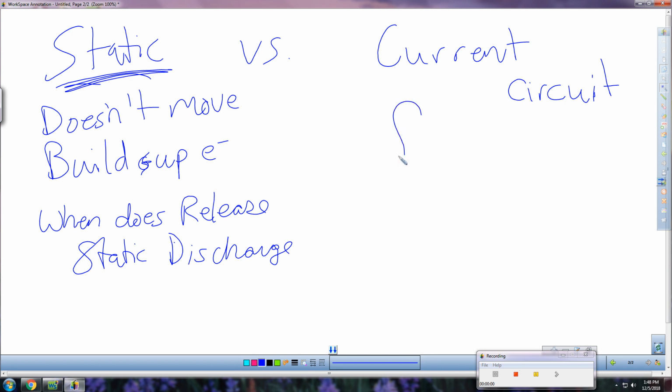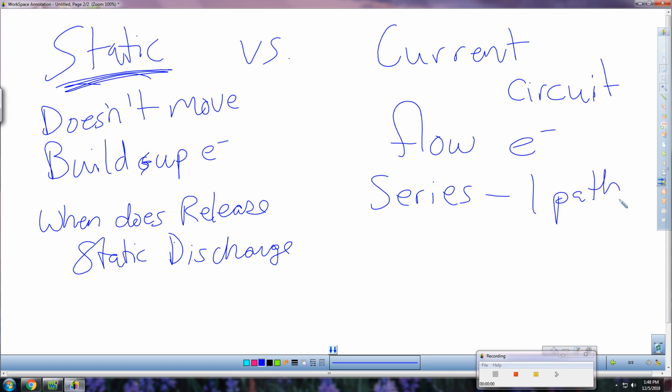Current electricity is simply flow. Electrons moving. There are two major types that we will talk about. You'll learn about them later. Series, where there's only one path, and then parallel, where there is more than one path.